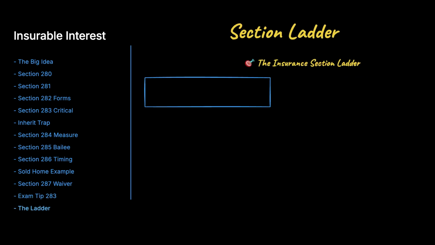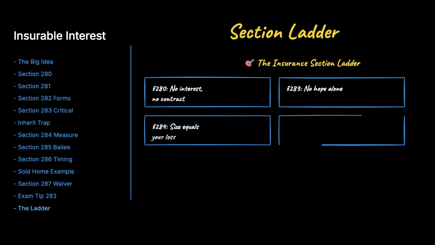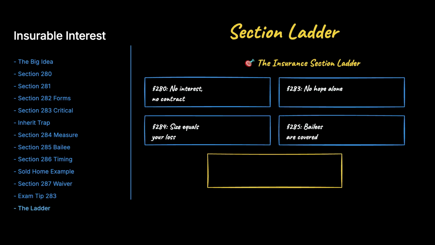To keep the section straight, try this ladder. 280 says no interest, no contract. 283 says no hope alone. 284 says size equals your loss. 285 says bailees are covered. 286 says property needs interest at start and at loss. Recite those 5 and you own the hardest topic.